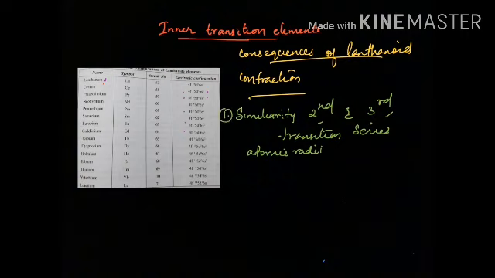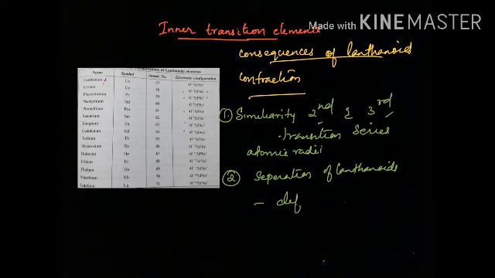Okay, and the second consequence is the separation of lanthanoids. Separation of lanthanoids becomes very difficult. Why is it so? Because there is a regular decrease in the lanthanoids, and that decrease is very small also. Since the change in the atomic radius of the lanthanoids is very small, their chemical properties also become similar. So when their chemical properties are similar, it results in the separation of the lanthanoids being difficult. It is difficult to separate the lanthanoids because they have similar atomic radii, so they have similar chemical properties also.